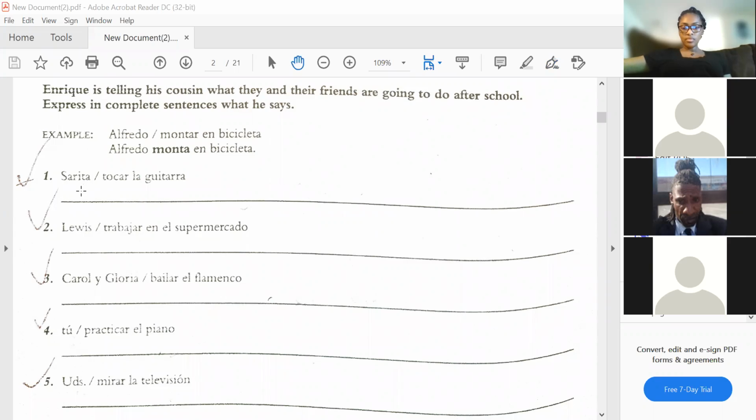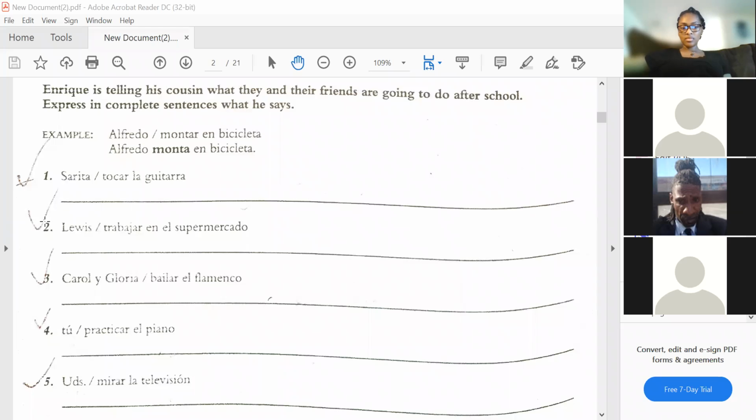Okay, so Sarita... then it'd be tocaro. Okay, what ending did you add to the verb? An O, because that's a female. Oh, so then it should be an A. Okay, so say that sentence one more time. La guitarra.